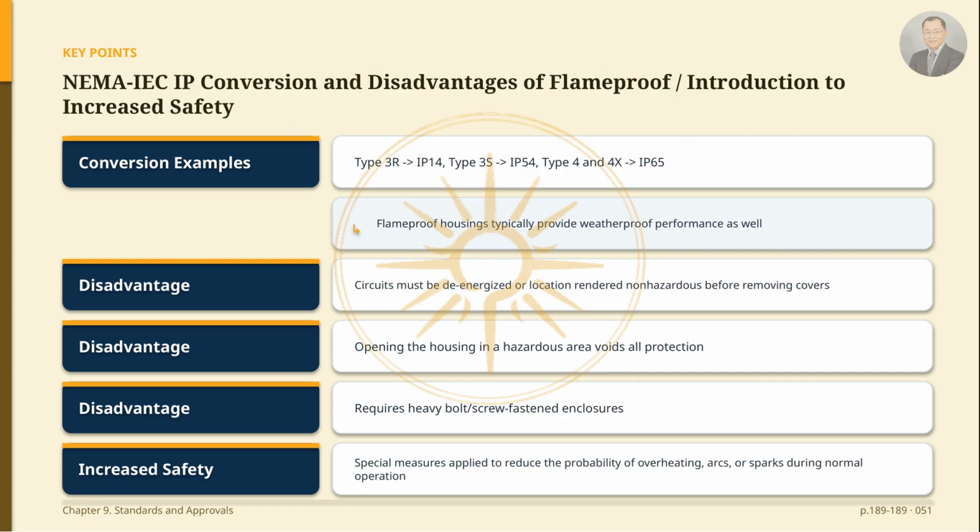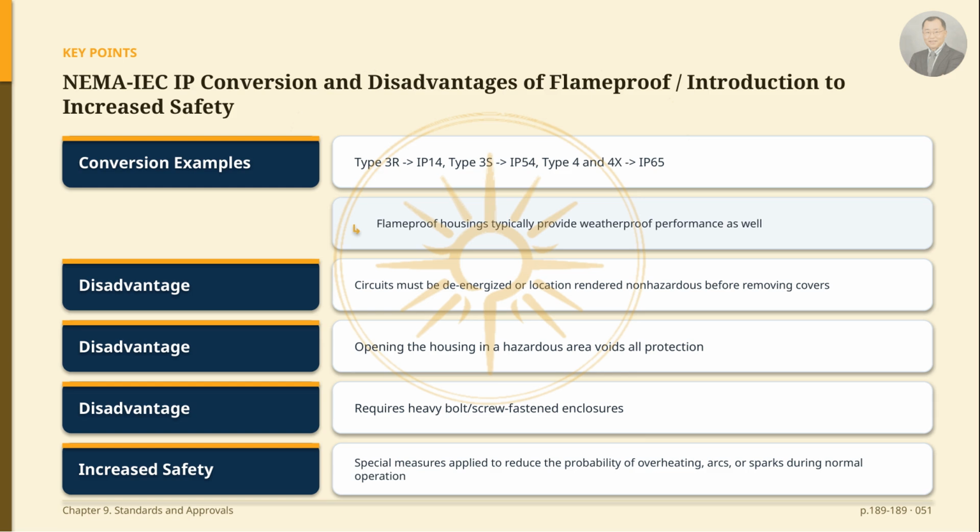I will go over the specific values in the conversion table we just saw. NEMA Type 3 corresponds to IP14, Type 3S to IP54, and Type 4 and 4X to IP65. These codes are called Ingress Protection Codes, or IP codes. Flame-proof housings typically possess waterproof performance as well, making them advantageous for outdoor environments.